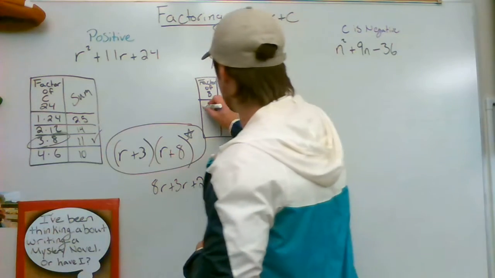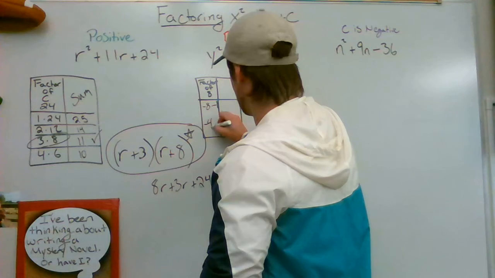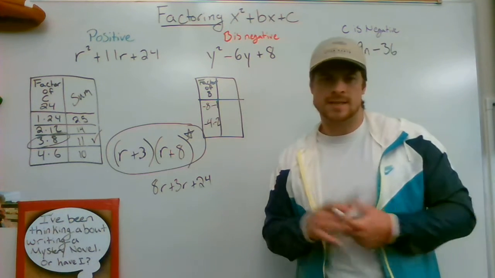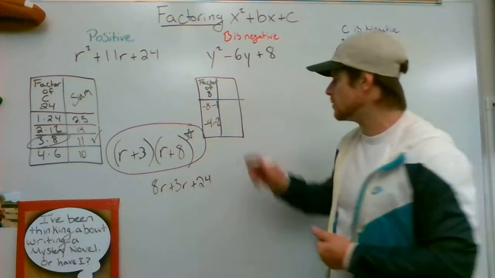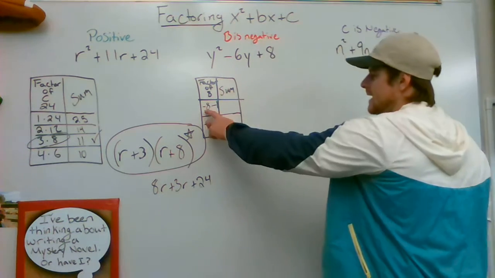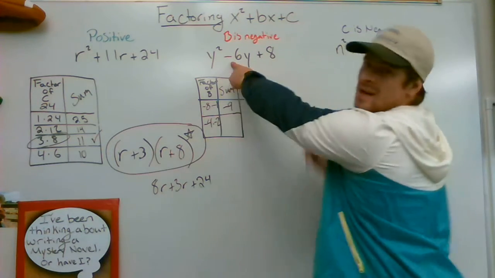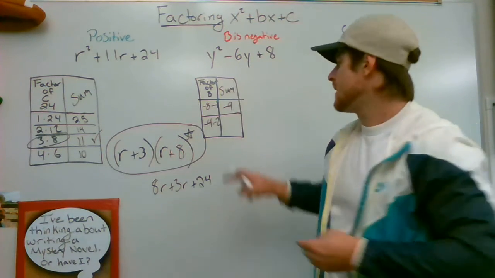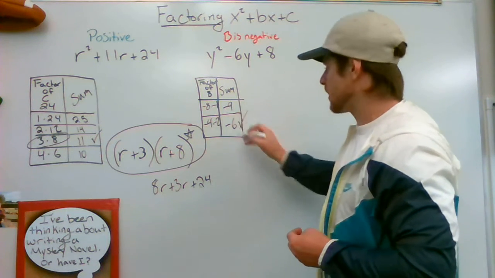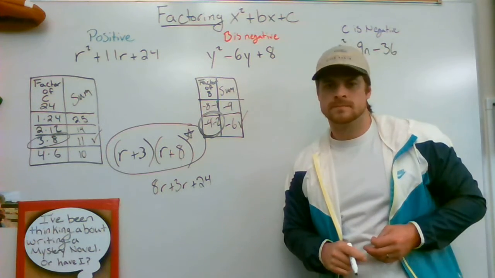Okay, so I'm going to say negative 8 times negative 1, and I'm going to say negative 4 times negative 2. And there's really only two options with this, though. Negative 8 times negative 1 or negative 4 times negative 2. Then we're going to find the sum of those two numbers. Negative 8 plus a negative 1 makes a negative 9. And then I can go up and check, and no, that's not what we want. We want a negative 6. Negative 4 plus a negative 2 would make a negative 6. Check mark.